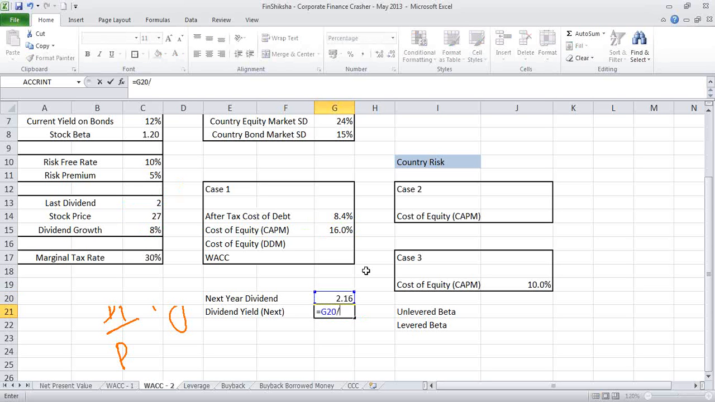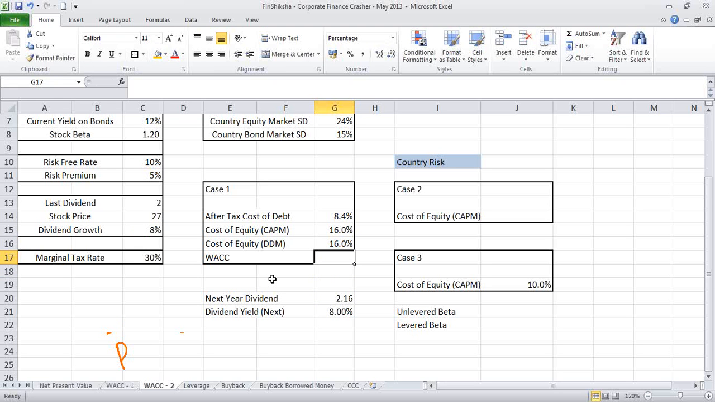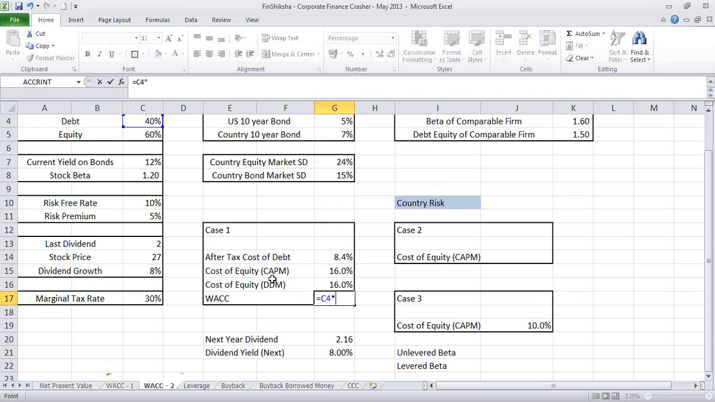Next year's dividend yield is 2.16 divided by 27, which is 8%. Cost of equity based on dividend discount model is this number, which is next year dividend yield plus the growth, which is again 16%. So effectively, whether I use DDM or CAPM in this question, I get the same answer of 16%. I can now calculate the weighted average cost of capital, which is 40% into 8.4 plus 60% into 16%. 13% is the WACC. Fine. That was case 1.